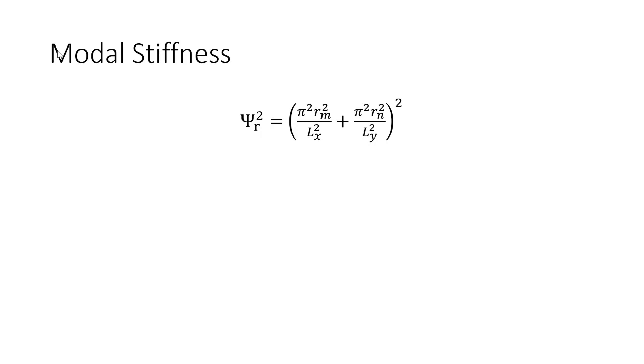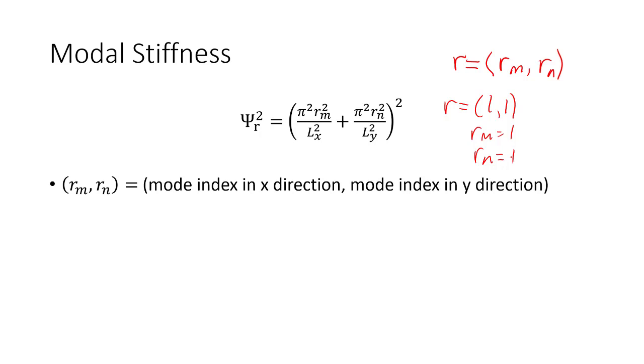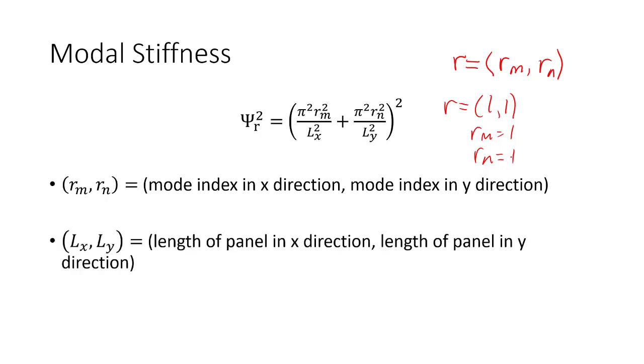R sub m and r sub n are the two indexes that live within R. So if we talk about the 1-1 mode, so R could be 1-1, that means R sub m is 1 and R sub n is 1. We refer to those as the mode index in the x direction and the mode index in the y direction, and together they just comprise the single index R. L sub x and L sub y are the length of the panel in the x direction and the length of the panel in the y direction.